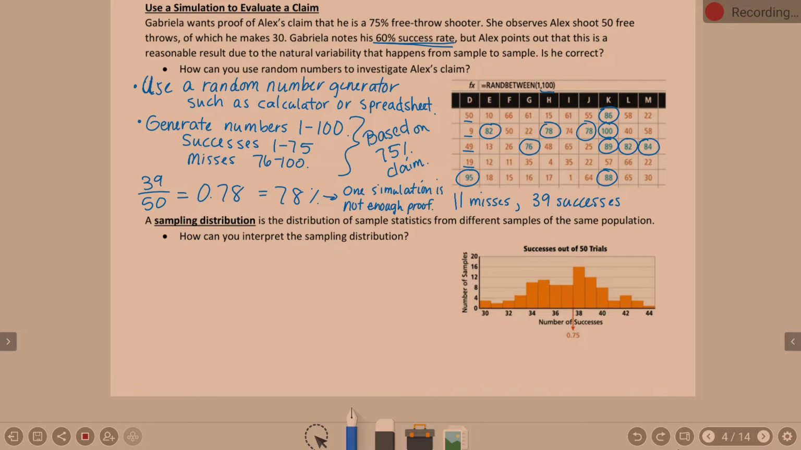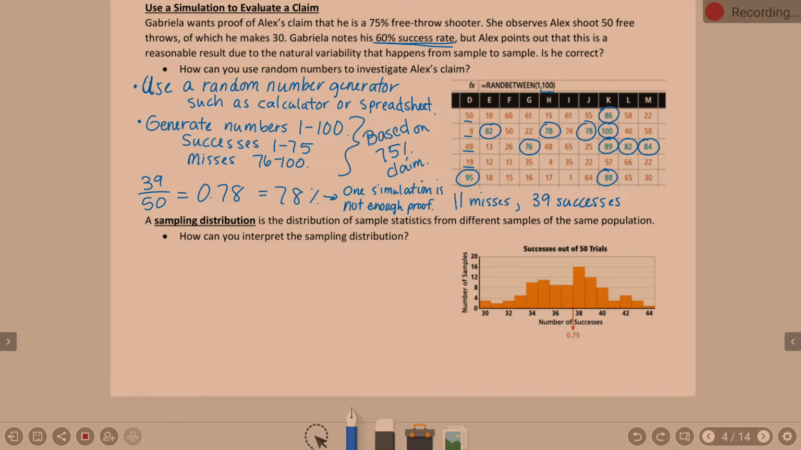And if you recall this situation, 100%. So it was picking numbers between 1 and 100. Since he claimed 75%, 1 to 75 is going to represent when he makes a shot, successes. 76 to 100 is the other 25% of the time when he misses the shots. Okay, so on this one, we came up with that in this simulation, it represented 78% success. But that's just one simulation, isn't it? Just like his 60% shooting was one set of 53 throws.